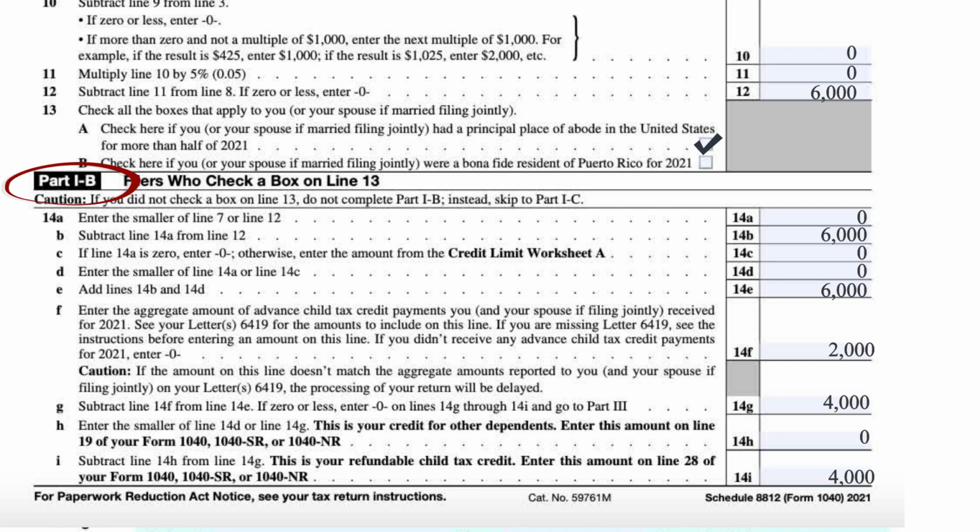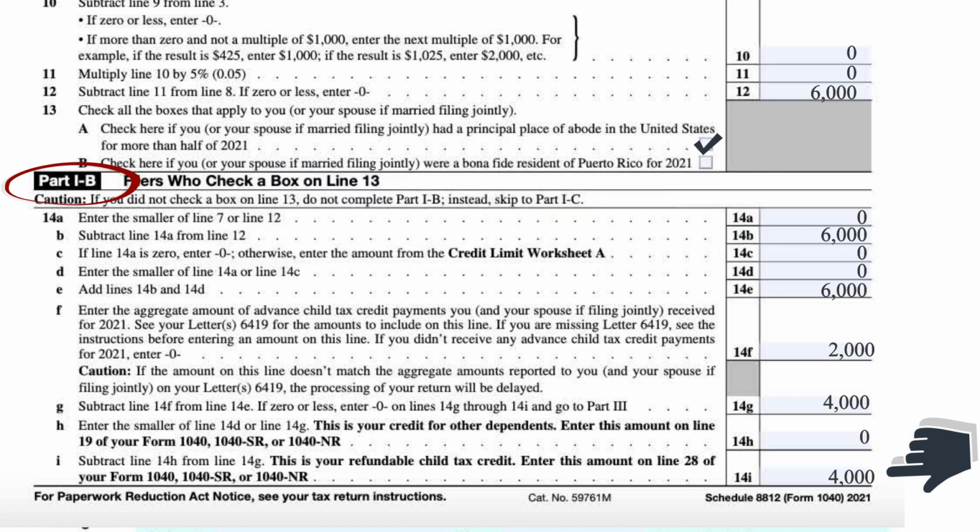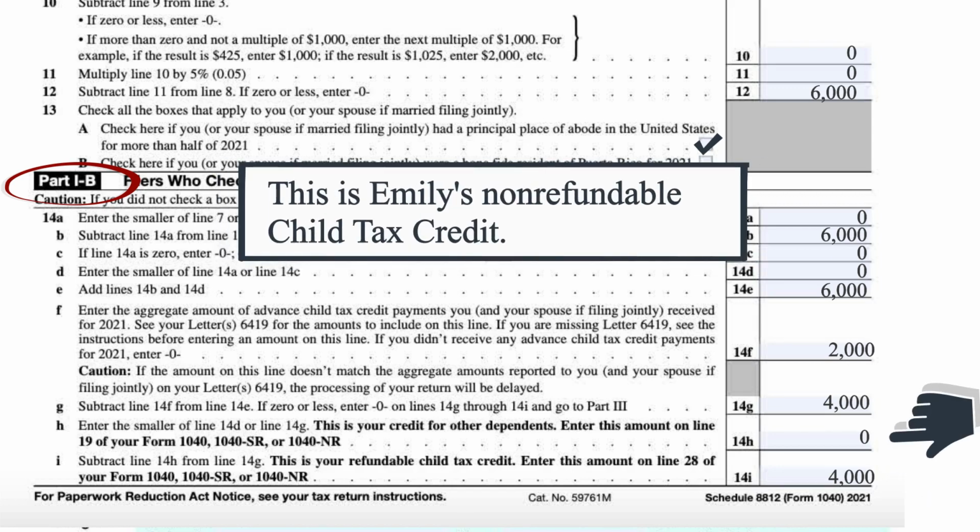Emily received $2,000 of advanced child tax credits in 2021. And so we will subtract the amount of her tax credit, which is $6,000, by $2,000. We end up with the amount of $4,000, which is added to line 28 of Form 1040. The amount of 0 is added to line 19.